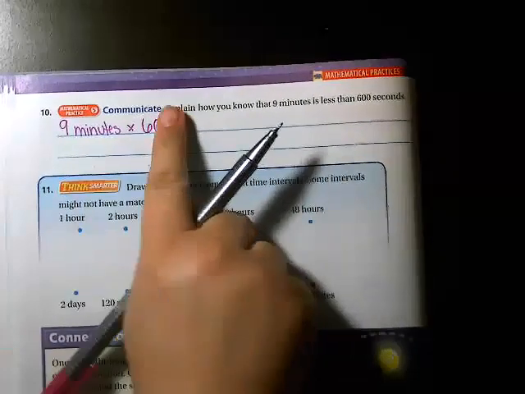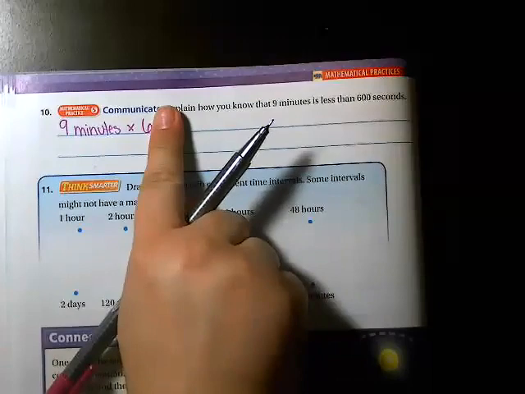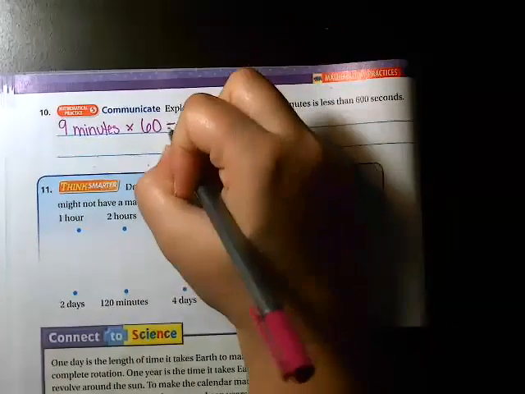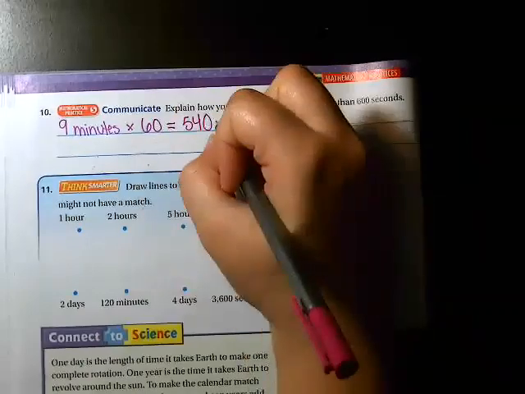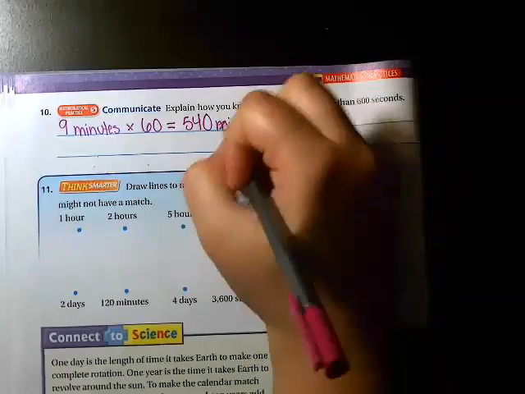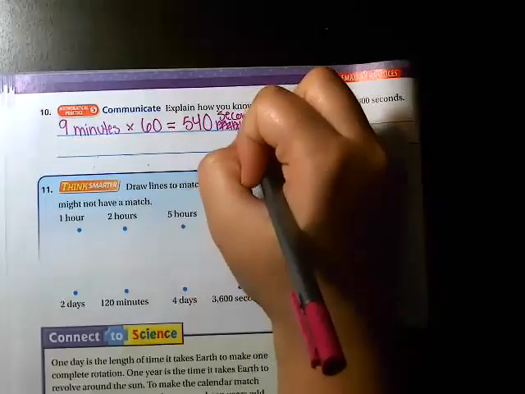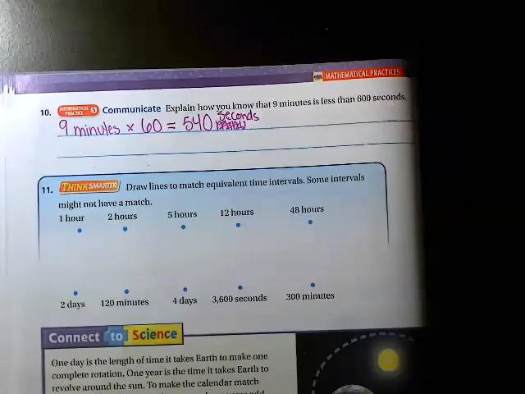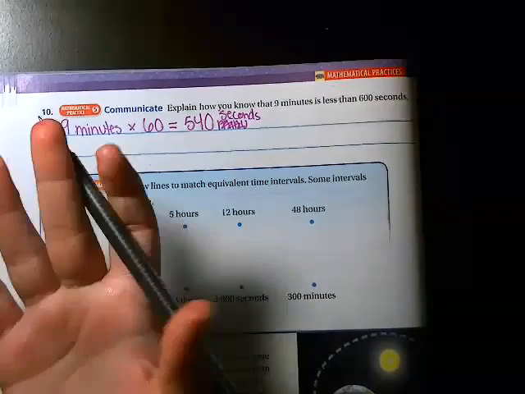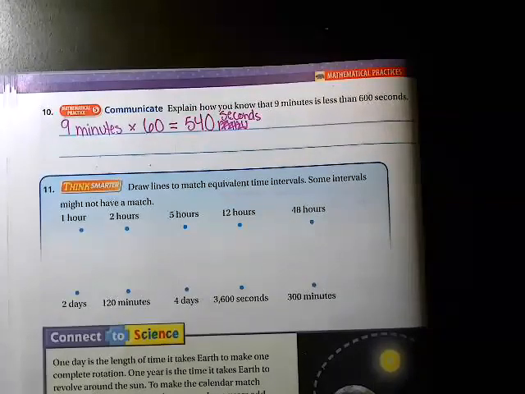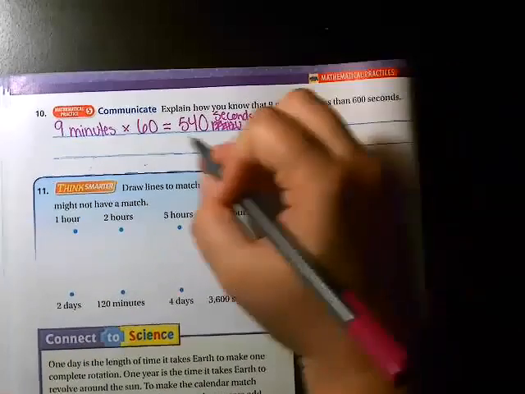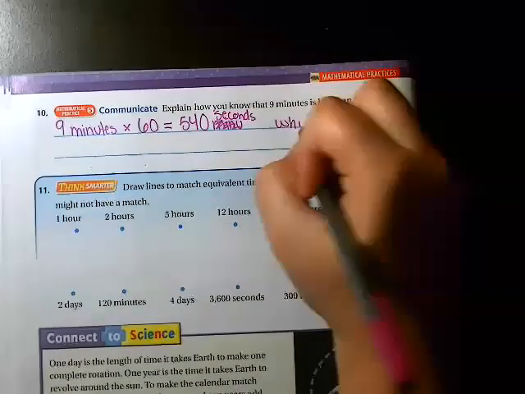So remember, I can cover up my 0 and I can do 6 times 9, which equals 54. And then I attach my 0 on the end. Oops, not minutes, we want seconds. Okay, so it makes 540 seconds, which we know is greater than or less than 600. 540 greater than or less than 600. Good, it's less than. So we can say which is less than 600 seconds.